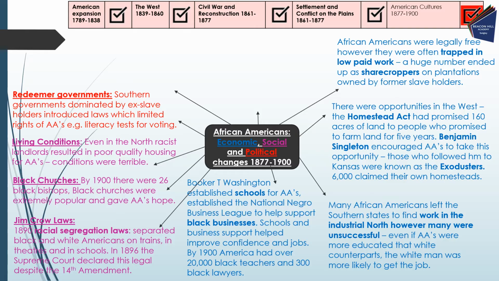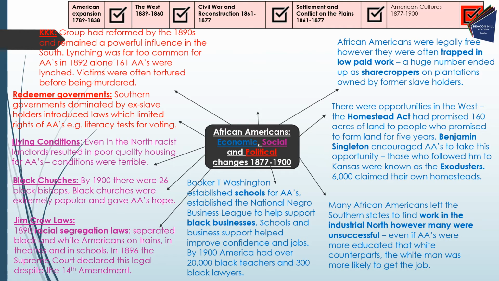So these literacy tests for voting were really, really limiting. Redeemer governments, this idea that they were redeeming the South because they were pro-slavery, although obviously slavery has now been banned, they still had a pro-slavery mindset, leads to racist policies being spread by these Redeemer governments.